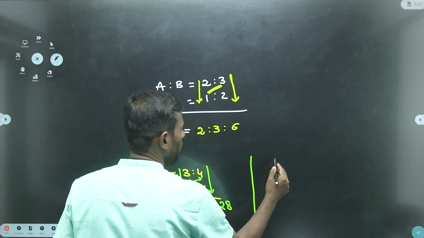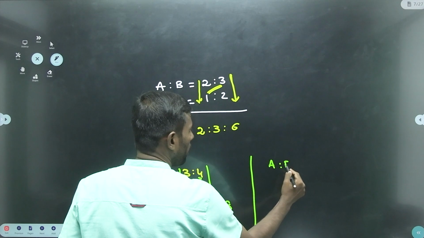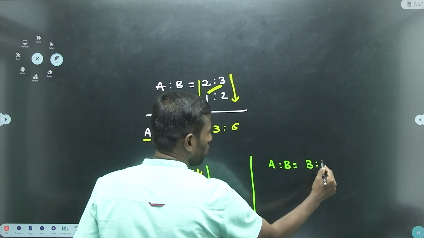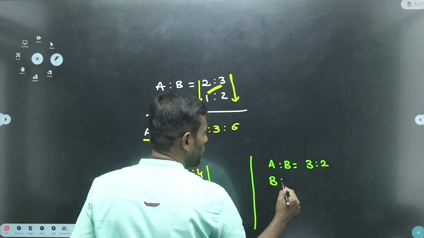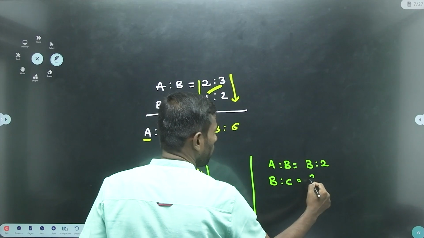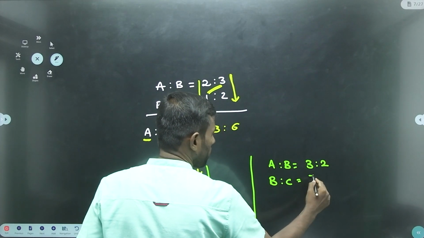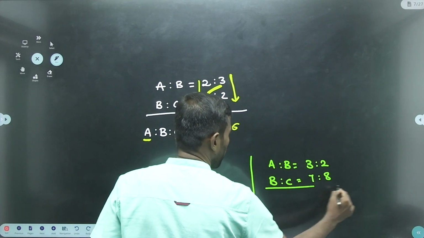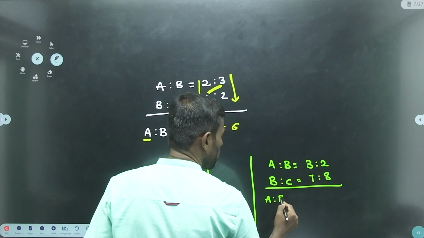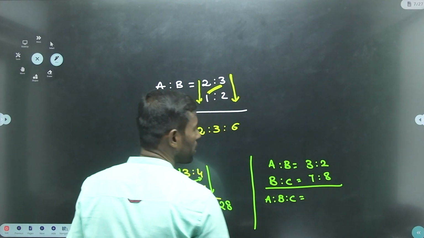I'll take another example. Suppose for A:B they have given 3:2, and for B:C they have given 7:8. What is the ratio of A:B:C?